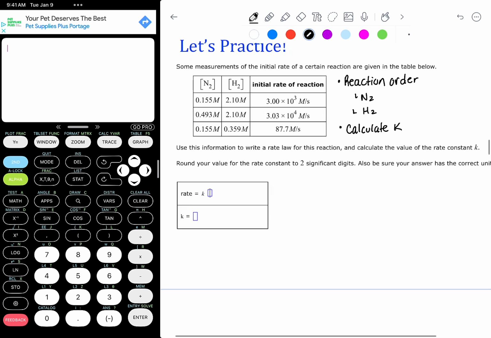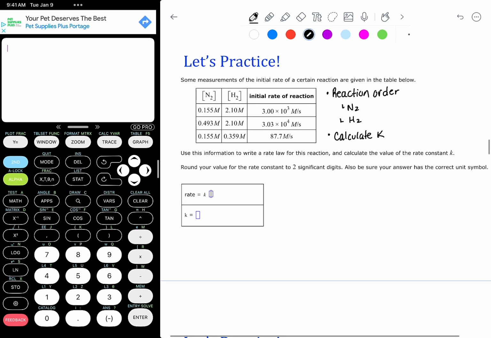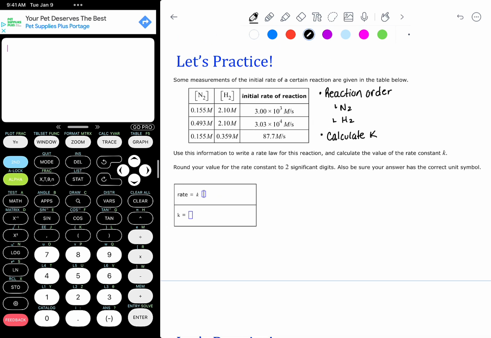So what I want you to do is pause your own video, and using what we did in our previous problems, attempt solving this problem using our method of initial rates. So finding the reaction order with respect to one reactant and then the other reactant, and then using those reaction orders to find the K.